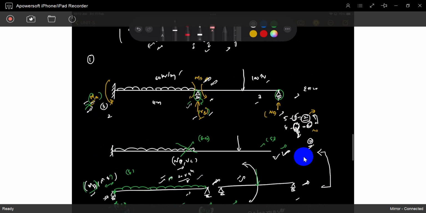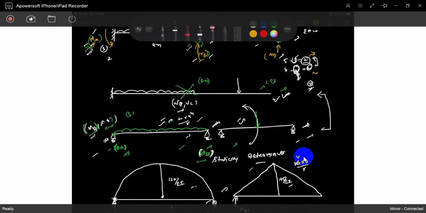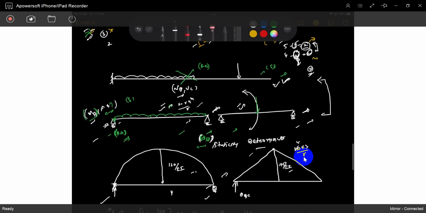We take MA and MB as the unknowns. MA and MB are unknowns, so we release them. We will take it as two simply supported beams. Simply supported beams are determinate. So we have to find out the rotations here. So what is the rotation here?